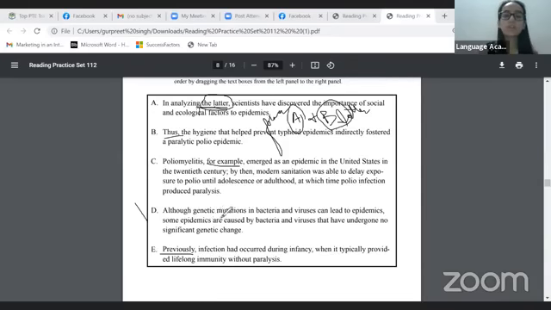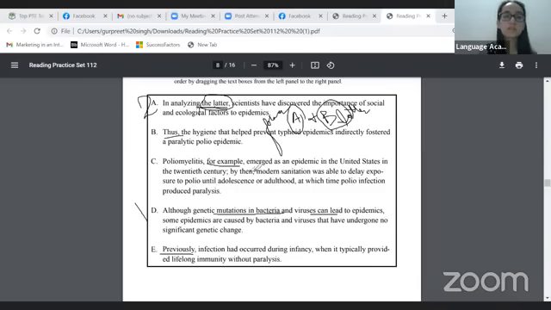So although genetic mutations in bacteria and viruses can lead to epidemics, some epidemics are caused by bacteria and viruses that have undergone no significant change. So there were two things discussed here: genetic mutations in bacteria and viruses. These are the two mutations. Now you can say in analyzing the latter, in the second one, scientists have discovered the importance of social and ecological factors to epidemics.